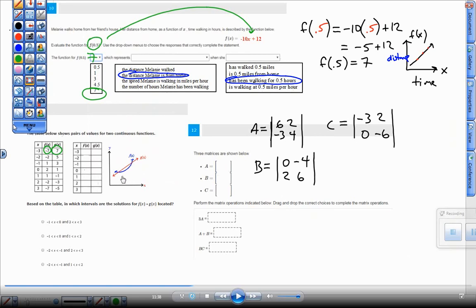So this would be f of x higher, g of x lower, f of x higher, g of x lower, then switch. F of x lower, g of x higher, f of x lower, g of x higher, f of x lower, g of x higher, then switch. F of x higher, g of x lower, f of x higher.